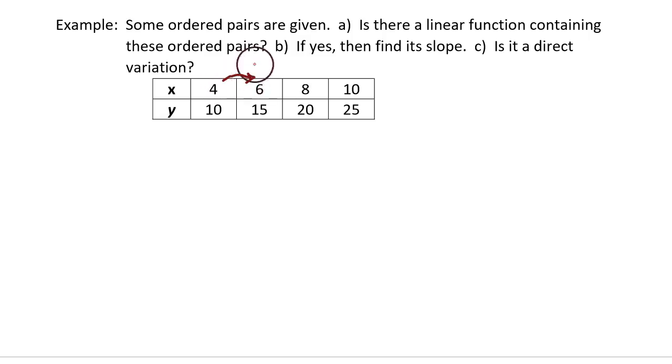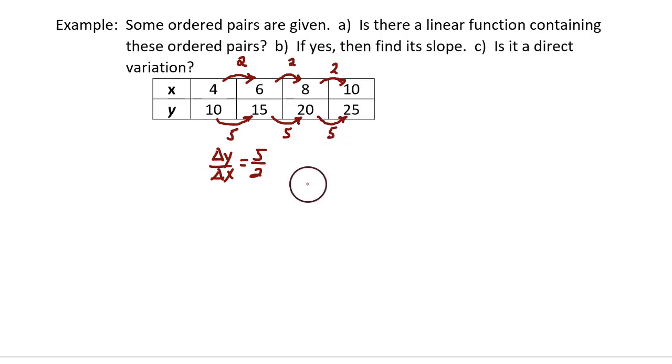When x changes by 2 units, the value of y is changing by 5 units. The ratio of change in y to change in x is 5/2. From this ordered pair to the next, the value of x is increasing by 2, and the value of y is increasing by 5. The ratio again is 5/2. From 8 to 10, the value of x is changing by 2, and from 20 to 25, the value of y is changing by 5. Once again, the ratio of change in y to change in x is 5/2. There is a constant rate of change, so yes, this is a linear function.